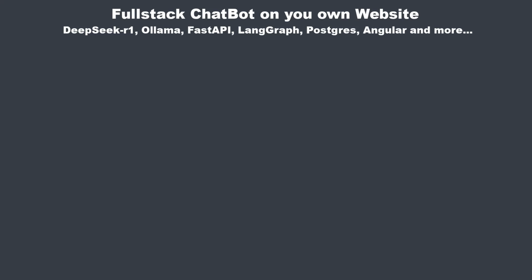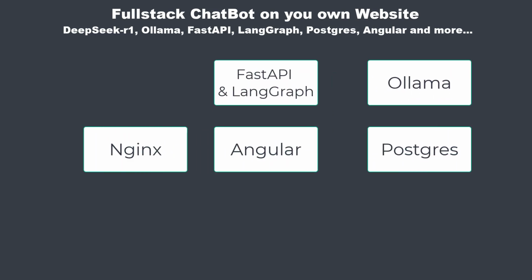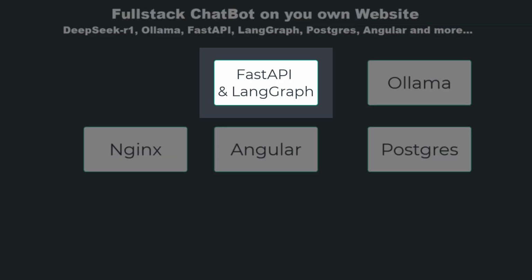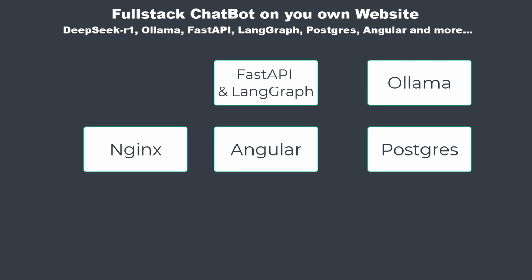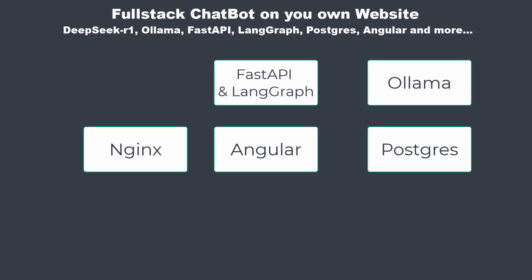Now let's talk about the microservice architecture and the technologies that we'll use. We have Postgres as our database to store conversations. FastAPI and LangGraph will handle the backend logic for the chatbot. We're gonna use Ollama to run DeepSeek-r1 so it can generate responses. Our front-end application is built with Angular for a modern single-page application experience, and we use Nginx as a reverse proxy to route all the incoming requests.